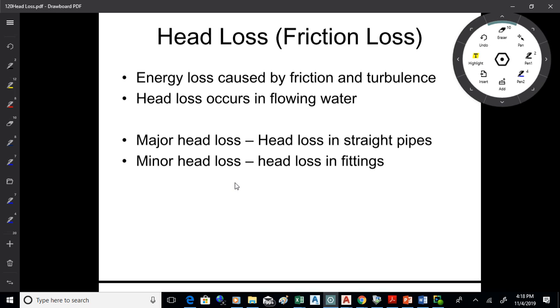Basically, when you get this friction and turbulence on the walls of a pipe and also in fittings, you get a little bit of heat that then dissipates off into the atmosphere, and you lose that energy. There's two main categories of head loss. Major head loss occurs when the water flows in a pipe. Minor head loss occurs when the water flows through a fitting.